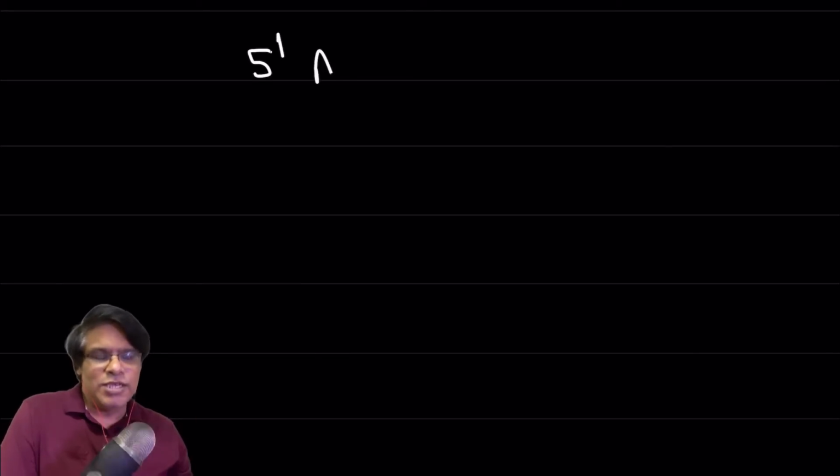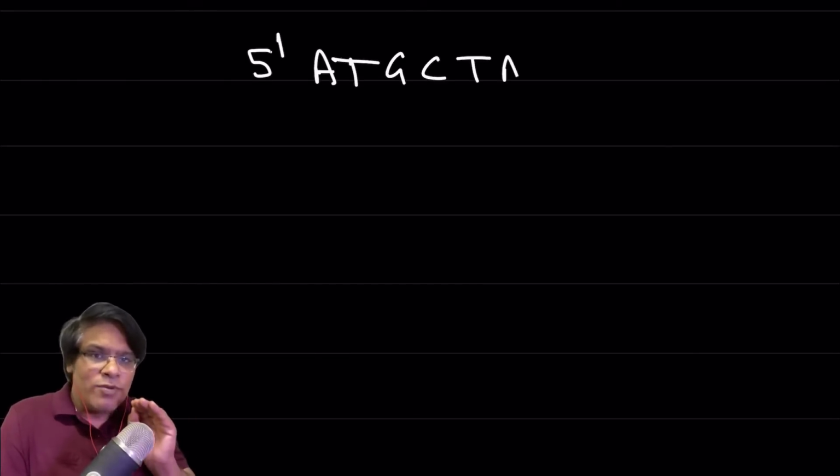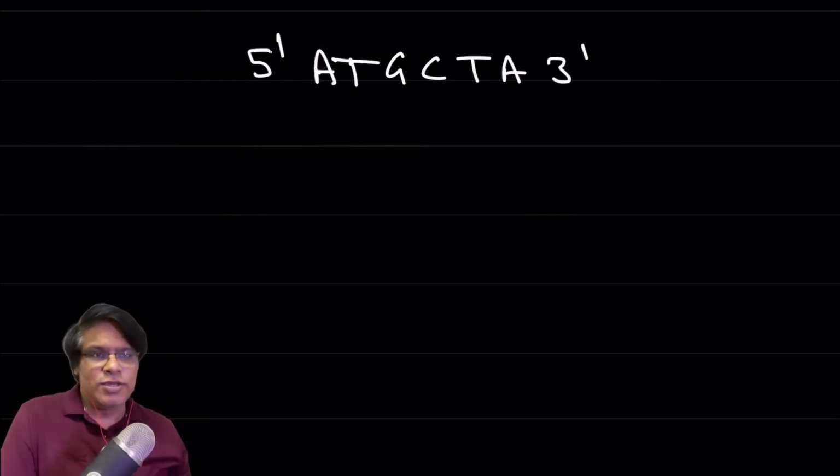Now here, before starting the video, I want to ask you one simple question. Very simple. Let us suppose you are going to have single-stranded DNA. This is a single-stranded DNA sequence 5' AT GC TA 3'. You know very well, A stands for adenine, T for thymine, G for guanine, C for cytosine. So these are the bases which are present within the DNA.